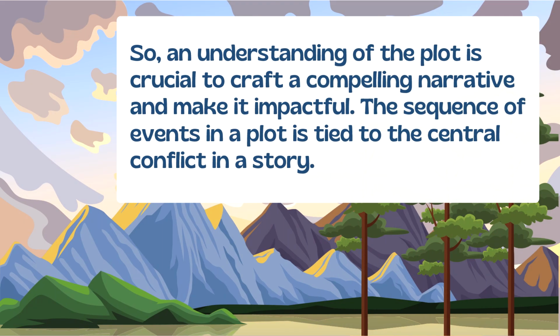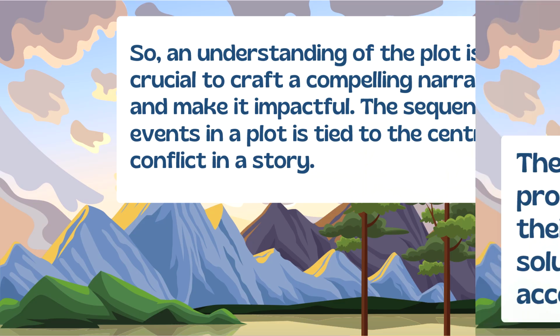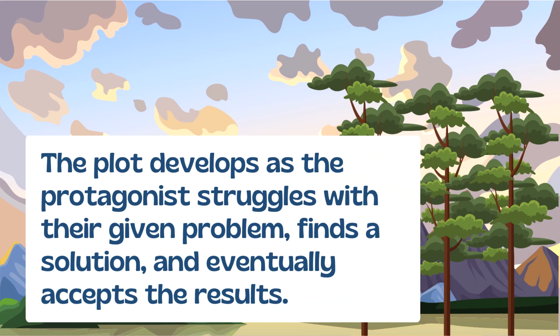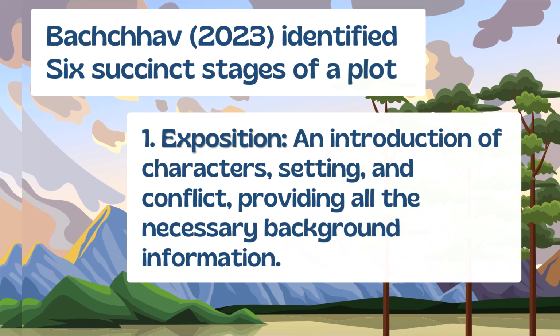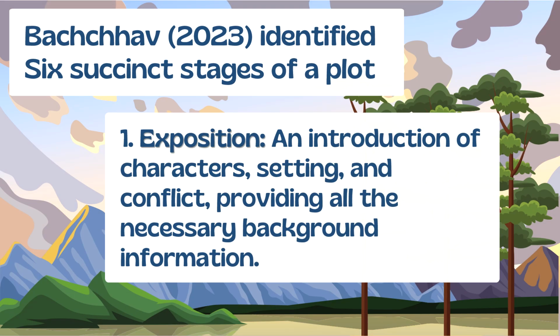So an understanding of the plot is crucial to write a compelling narrative and make it impactful. The sequence of events in a plot is tied to the central conflict in a story. The plot develops as the protagonist struggles with their given problem, finds a solution, and eventually accepts the results. Now, there are 6 succinct stages of a plot. The 5 basic ones are the exposition, rising action, climax, falling action, and the resolution.